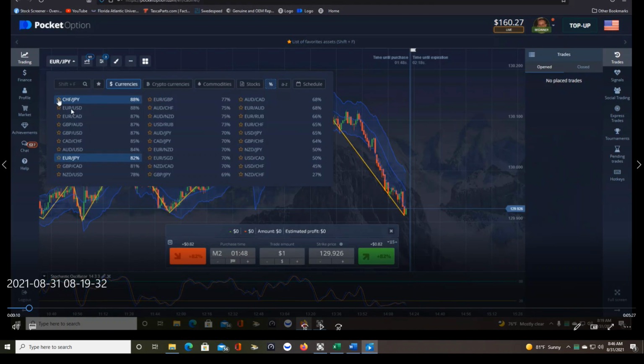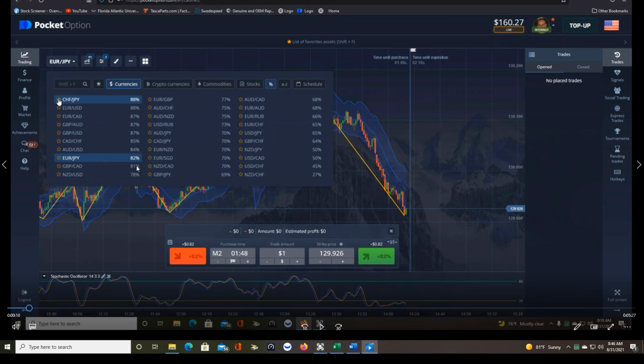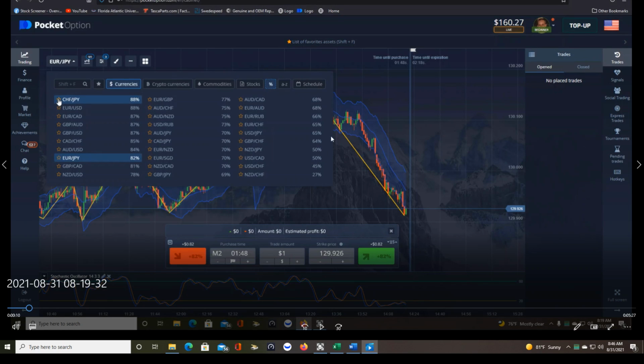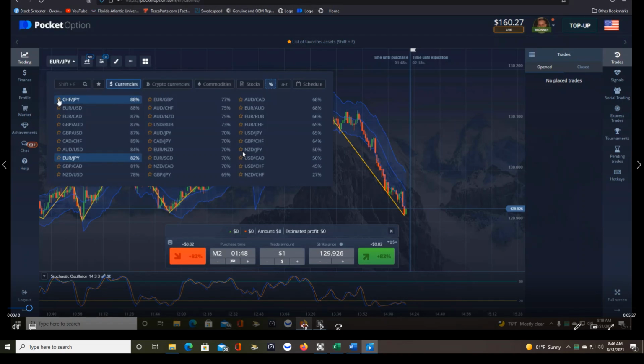I always start by picking the currency pairs that are paying out 80% or more. That way, my break-even win rate is lower the higher the payout is, so I don't need to win as many trades to be profitable. If I trade stuff that's paying out 50, 60, 70, 75%, that raises my break-even win rate, so my win rate has to be that much higher.